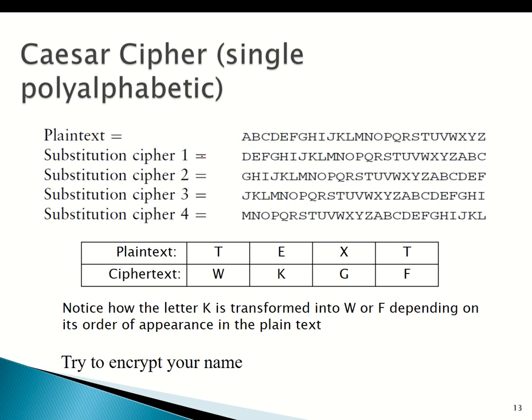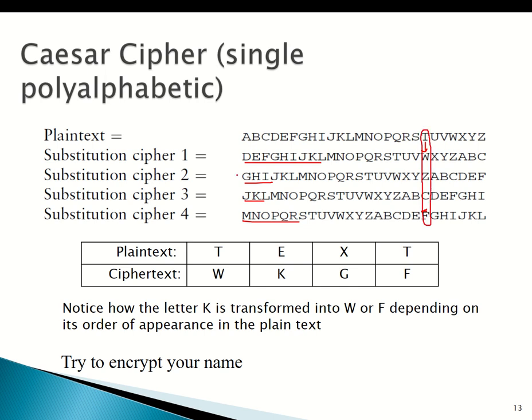These are the letters. If you want a 1 shift, this is the new order, 2 shift, 3 shift or 4 shift. All right, this is plain text. T is mapped to W. How is T mapped to W? This is the first shift. Okay, if it's the 4th shift, T will be mapped to what? To F.